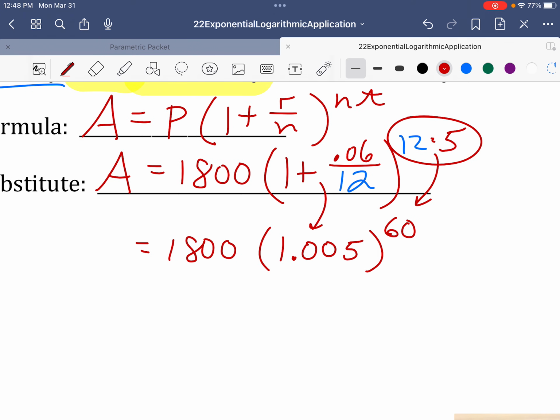I'm not going to slap both sides with a log. I'm not trying to solve for the exponent. Instead, I'm actually just going to continue to do the order of operations. And the next operation that needs to happen here would be to actually raise 1005 to the 60th power. And then you're going to multiply by 1800.